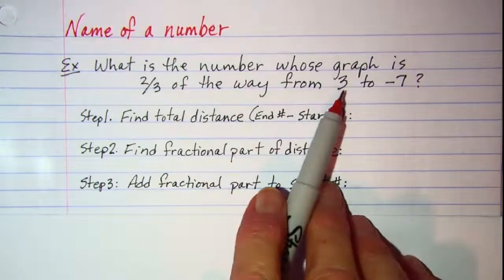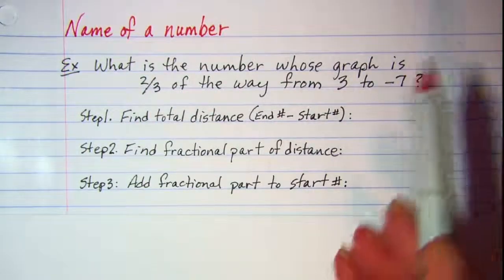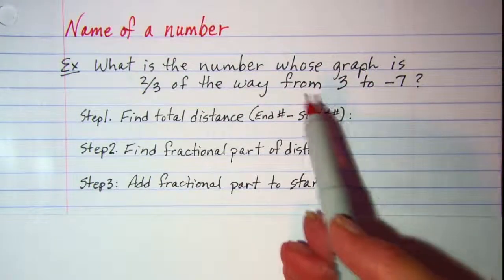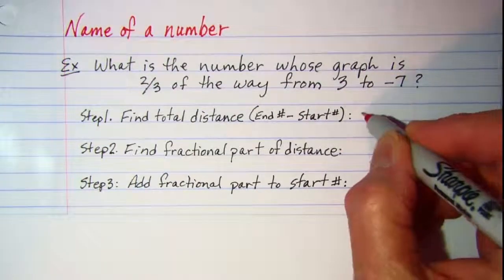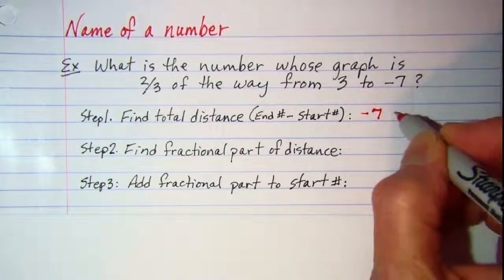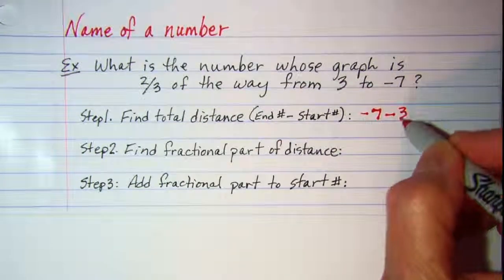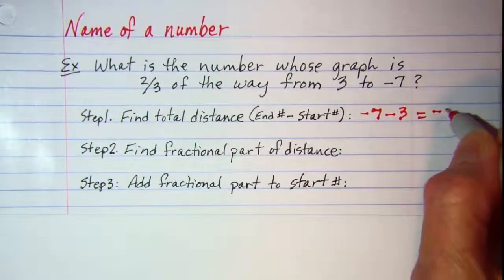We're going from 3 to -7. So if you think about your number line, you're moving to the left. So we need to take our ending number, which is -7, and subtract our starting number, which is 3. So our total distance is -10.